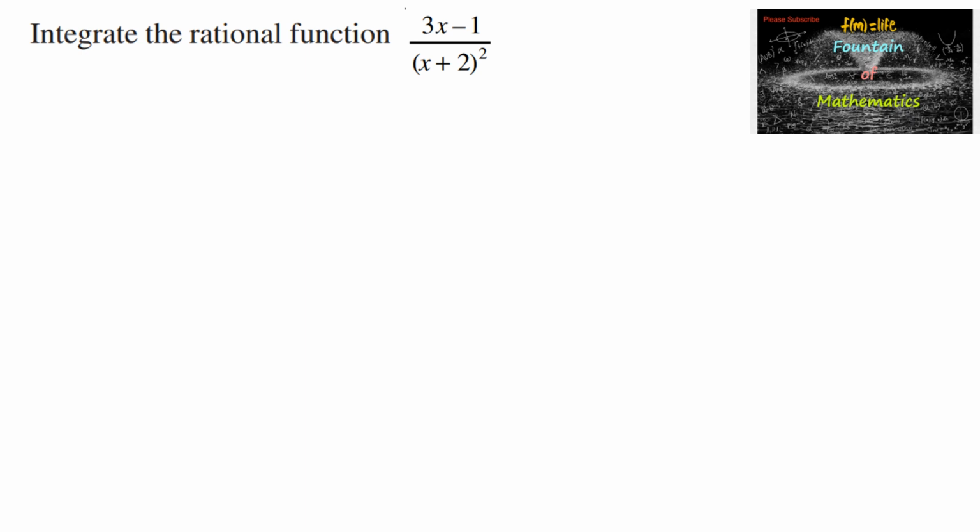Integrate the rational function (3x minus 1) upon (x plus 2) whole square. Here it is a proper fraction since the numerator degree is 1 and denominator degree is 2.